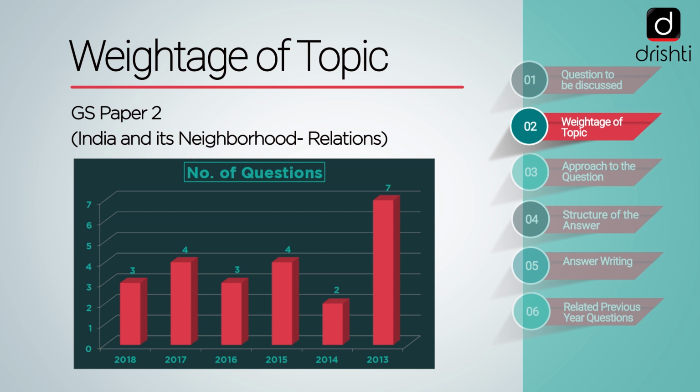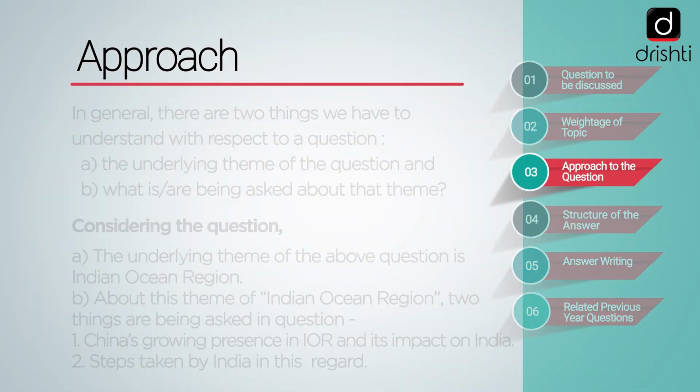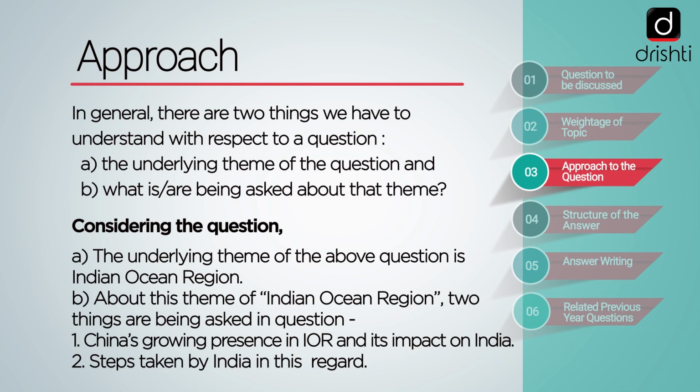Over the years, the weightage of the topic has ranged between 2 to 7 questions in the period 2013 to 18. Shifting towards how to approach the question. In general, there are two things we have to understand with respect to a question: the underlying theme of the question and what is being asked about that theme. Now let's consider the above question. The underlying theme of the above question is Indian Ocean region.